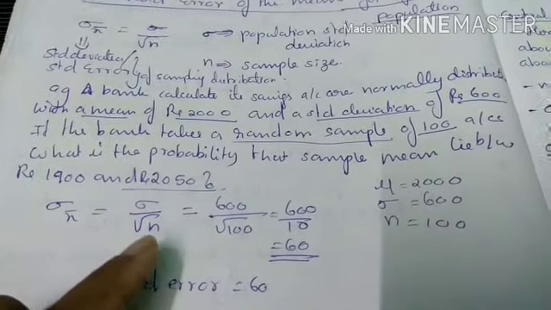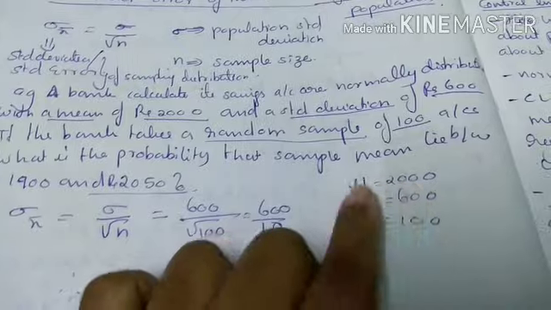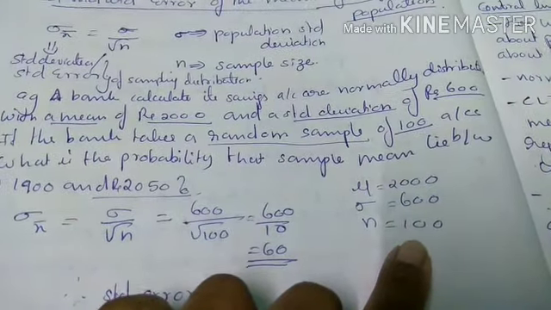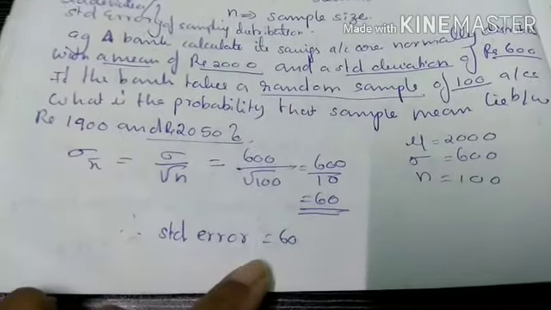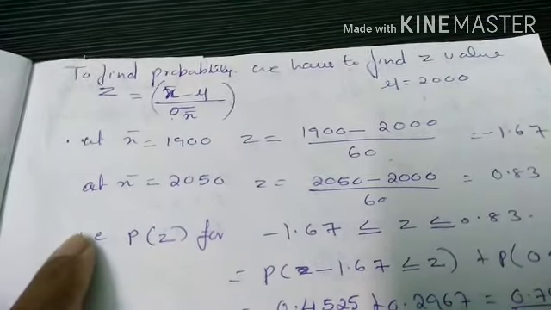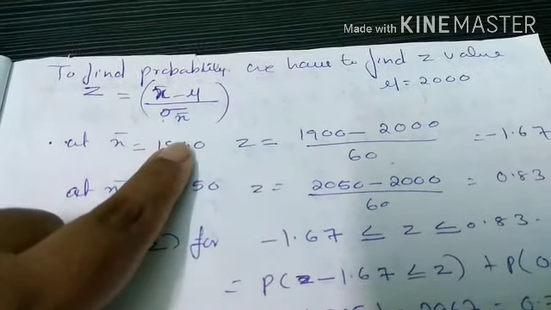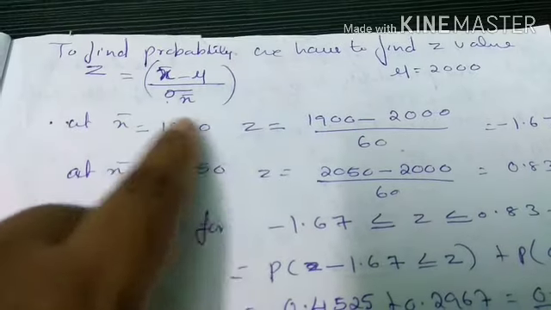Sigma x bar equal to sigma by root n. Here we are given sigma is 600, mu is 2000 and n equal to 100. We get 60, so the standard error, or standard deviation, is 60. To find the probability, we have to find the Z value or Z score, and Z equal to x bar minus mu by sigma x bar. Here mu is 2000, so put these values here.